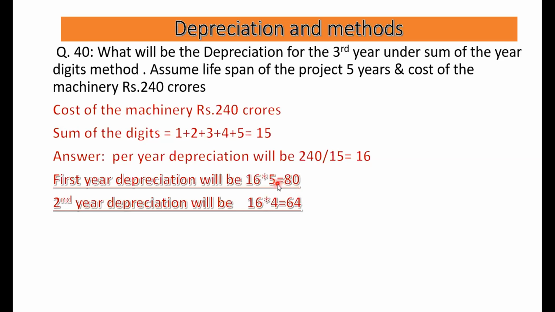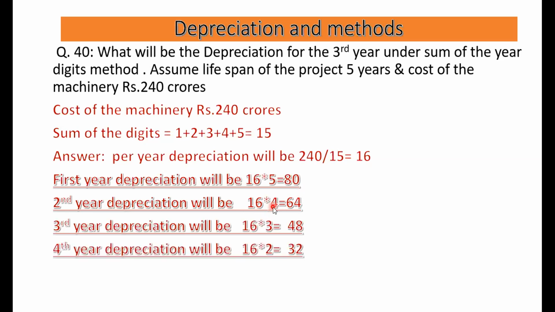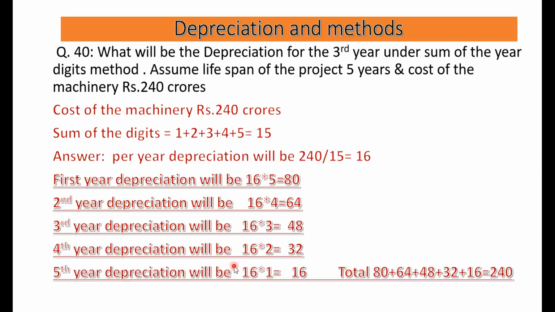So first year you multiply by 5, 80 depreciation. Second year you multiply with 4. Third year you multiply with 3. Fourth year you multiply with 2. You have to come in the reverse order. Fifth year you multiply with only 1. If you total all this, you will get 240. Try to total all this.